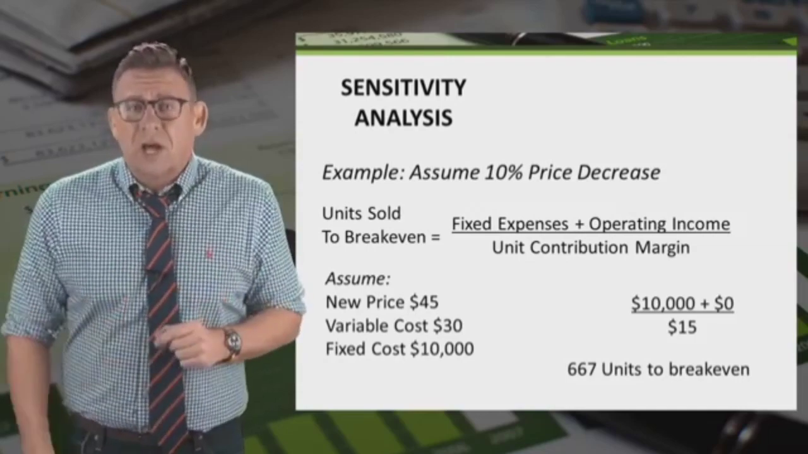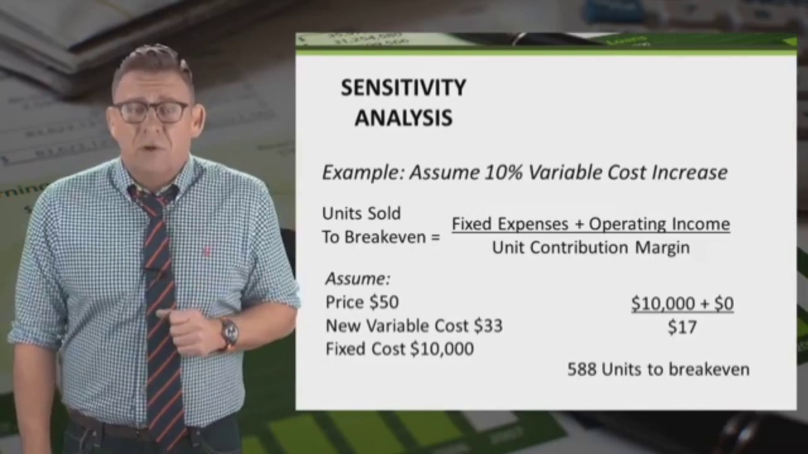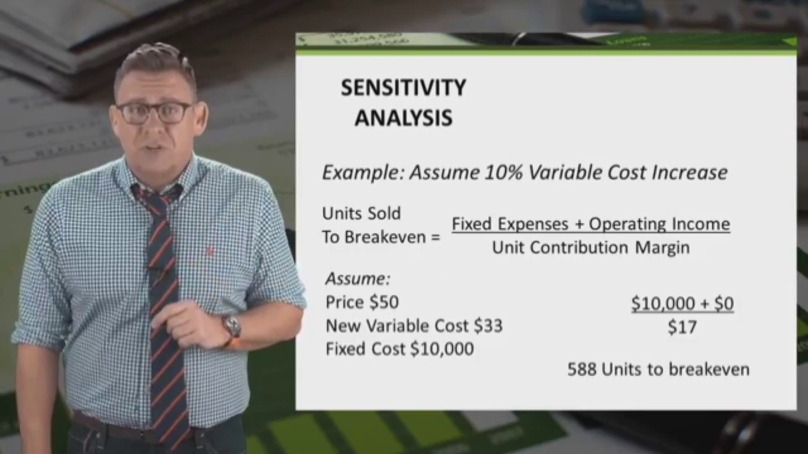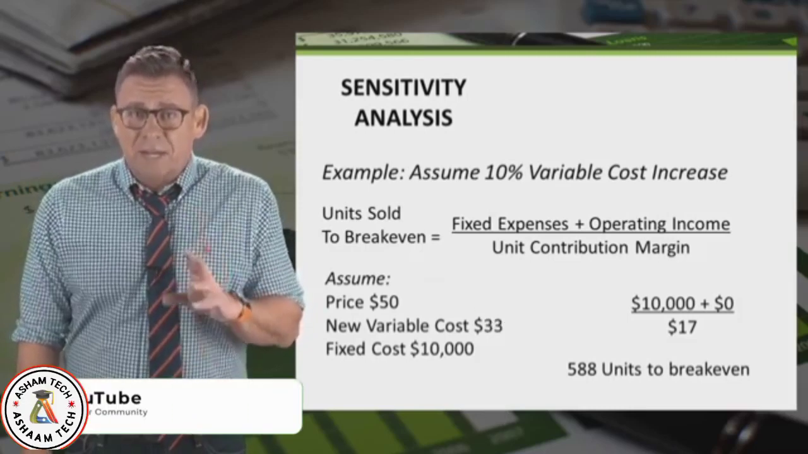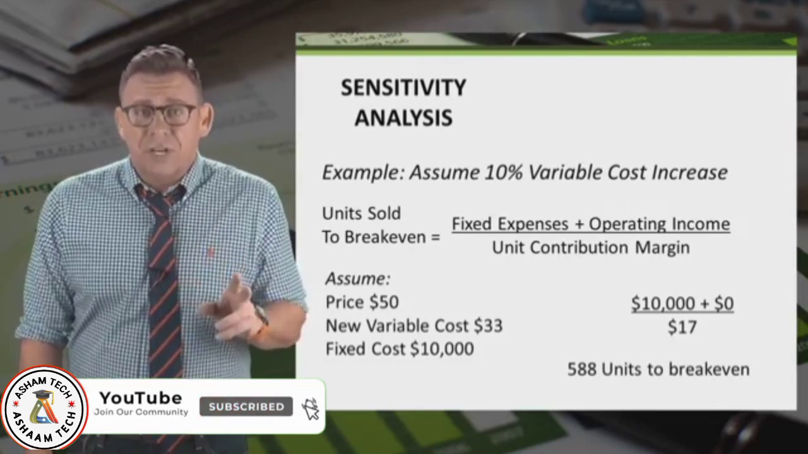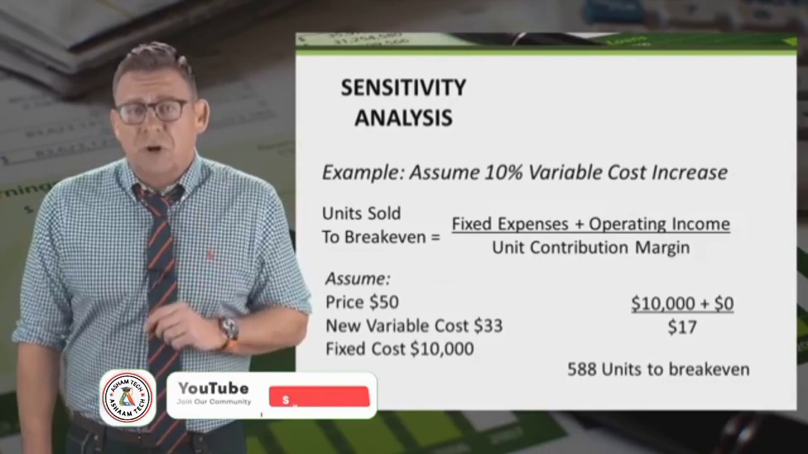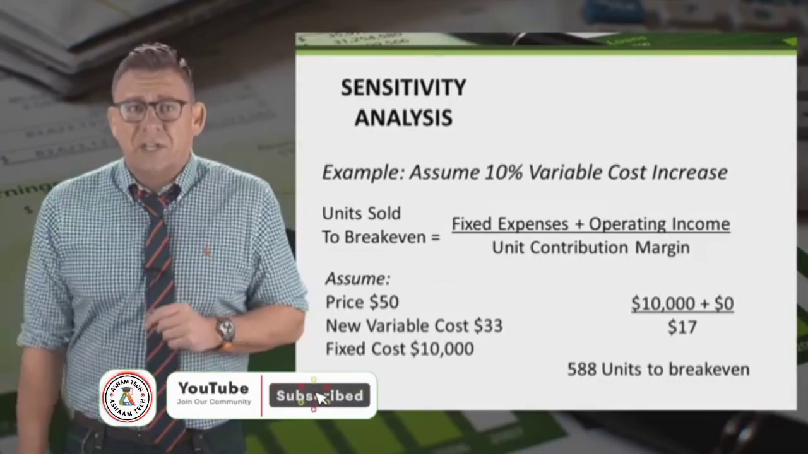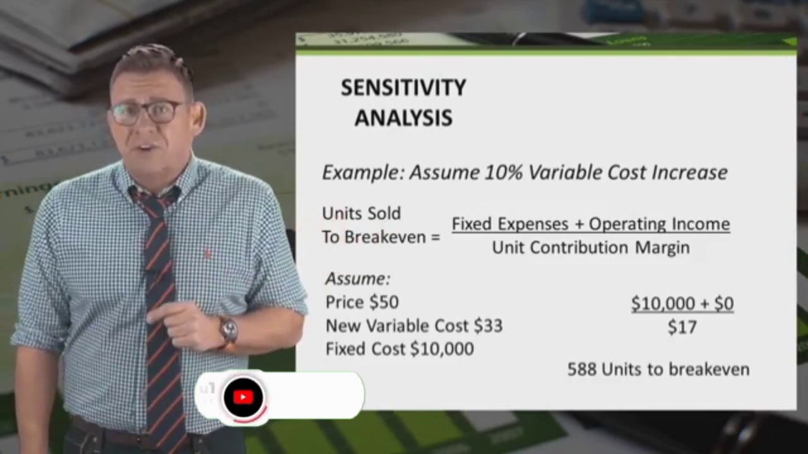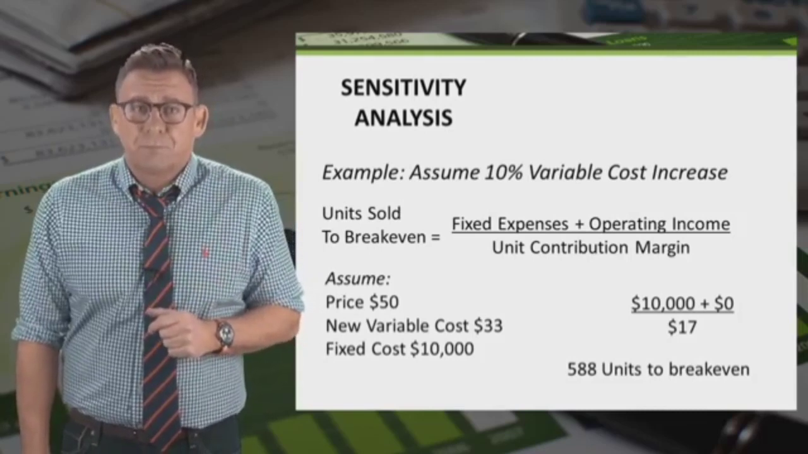What if variable costs are increasing, let's say 10%? What is break-even now? We need to calculate the new unit contribution margin. In this case, a 10% increase in variable costs increases it from $30 to $33 and drops unit contribution margin from $20 to $17. So break-even in units increases to 588 units with a variable cost increase.